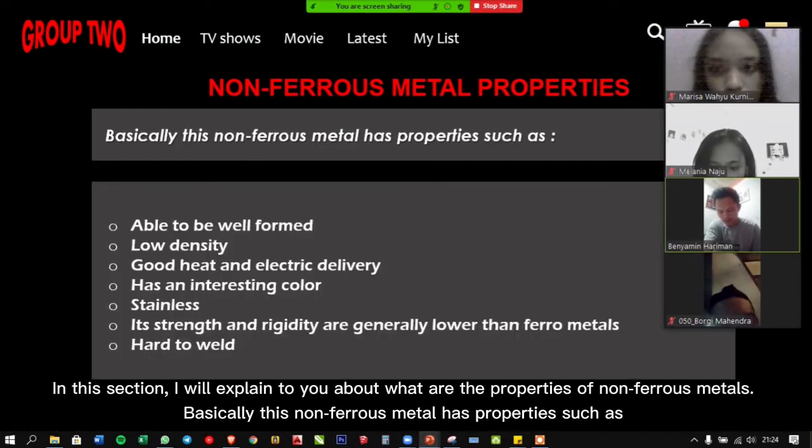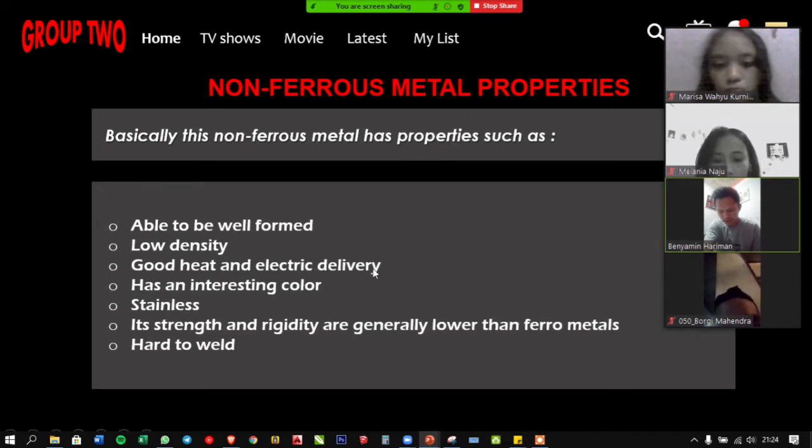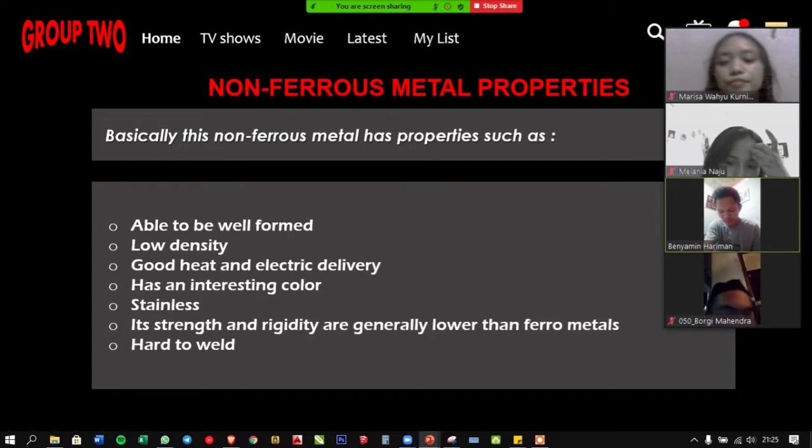In this section, I will explain to you about the properties of non-ferrous metals. Basically, these non-ferrous metals have properties such as: 1. Able to be well formed. 2. Low density. 3. Good heat and electric delivery. 4. Has an interesting color. 5. Stainless. 6. Its strength and rigidity are generally lower than ferrous metals. 7. Hard to wear.